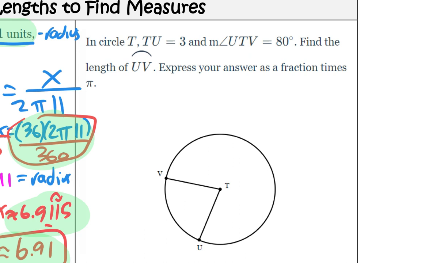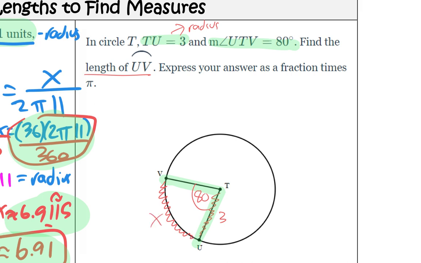It says circle T. So we know circle T, TU is 3. TU goes from T to U, and that's equal to 3. That means that's our radius. Then it says angle UTV is 80, so that means from UT to V is 80. Find the length of UV. So they want us to find this, so let's put x there.